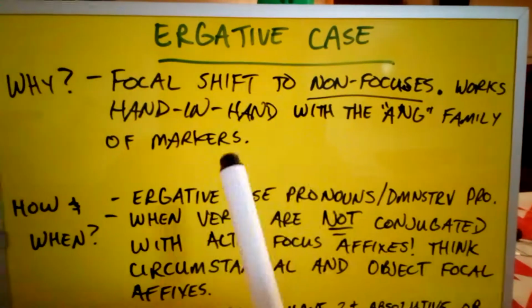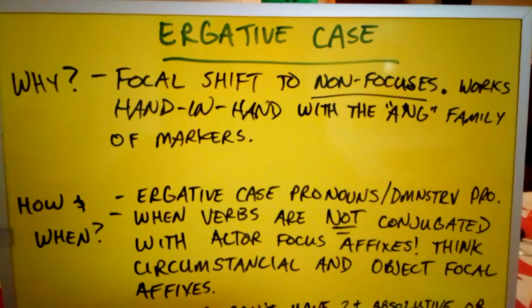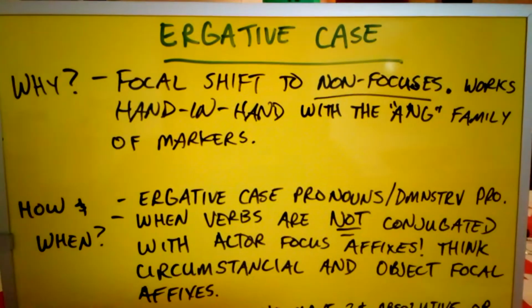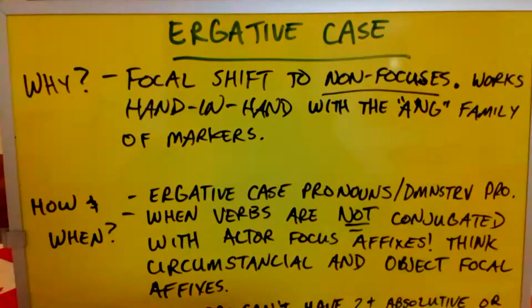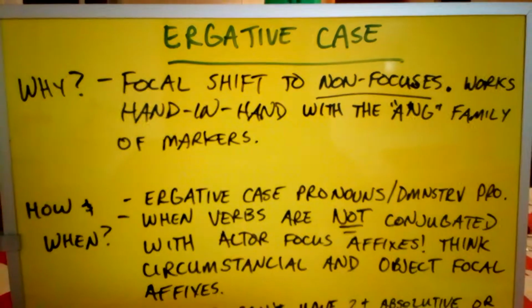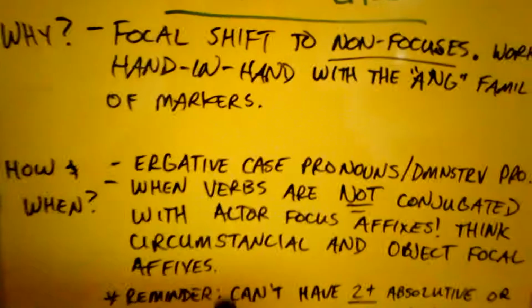And it works again hand in hand with the ang family of markers, right? So the absolutive case and the ergative case work hand in hand. You kind of have to have one or the other in the clause, but you can't have more than one or two in the sentence, or not sentence, but the clause. And there, I just put a reminder on the bottom for that.